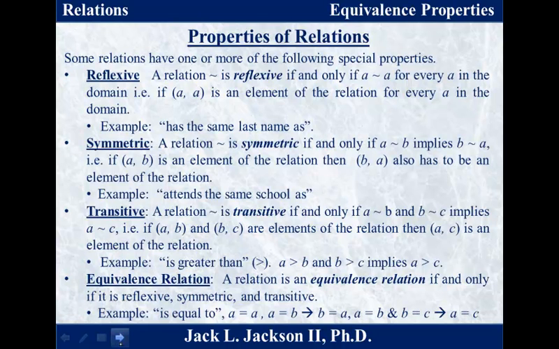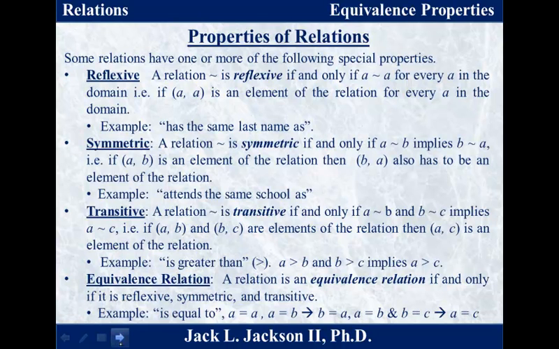Symmetric relation. Okay? Symmetric property. A relation is symmetric if and only if A related to B implies B is related to A. So in other words, it's ordered pairs. If A, B is an element of the relation, then B, A also has to be an element of the same relation. So here's an example that's symmetric. Attends the same school as. So if person A attends the same school as person B, then person B has to attend the same school as person A. That's true, so that's a symmetric relation.